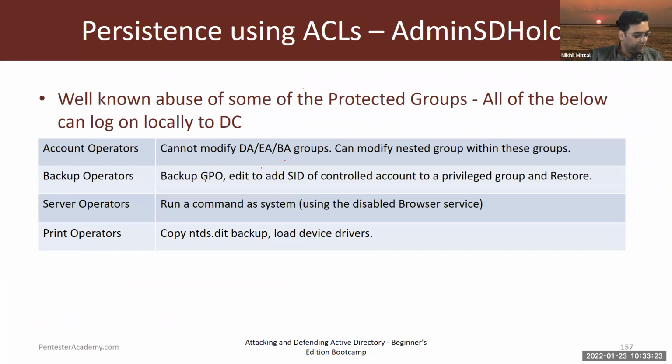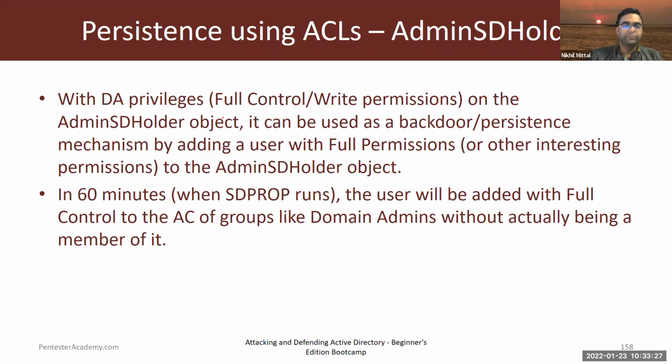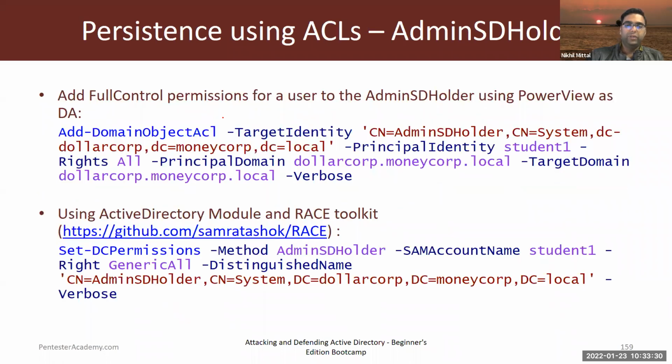Now, how can you do that without using the GUI? You can either use PowerView. This command does that for you. So what are we doing? We are adding an ACL to an object. What object? AdminSDHolder. The principal identity that should have some rights is student1. What are the rights? Full control, for example. The principal belongs to the $COP domain and the target domain is also $COP.